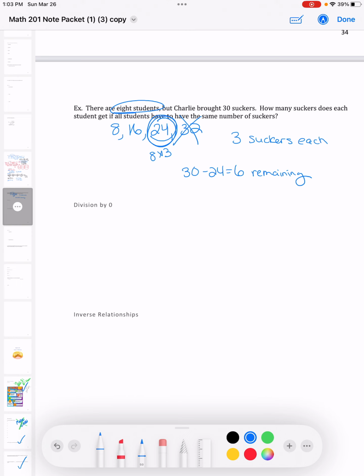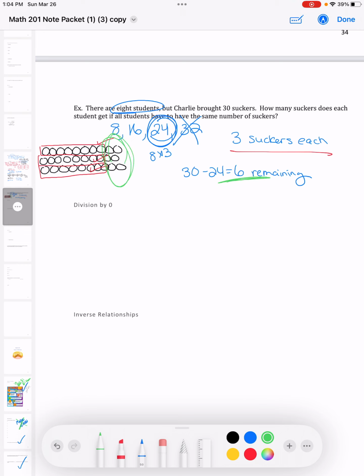You also, though it would be a little bit more painstaking since I chose a big number, can think about drawing 30. 1, 2, 3, 4, 5, 6, 7, 8, 9, 10. And putting them in groups of 8. So I could have a group of 8 here, a group of 8 here, and a group of 8 here. So we can see there's 1, 2, 3 groups, so that's 3 suckers, and we can also see the 6 leftover suckers if we wanted to draw a picture.